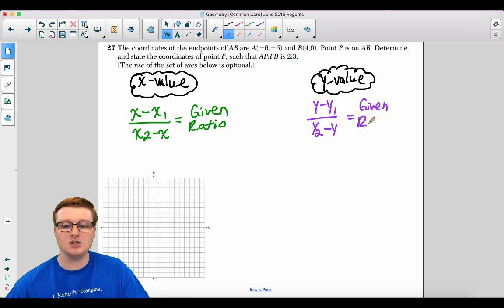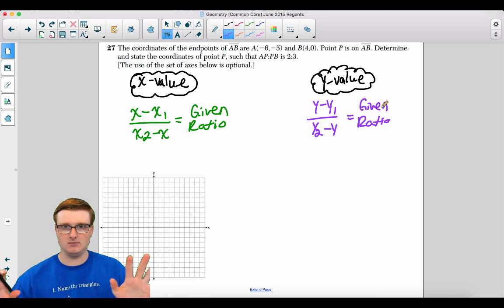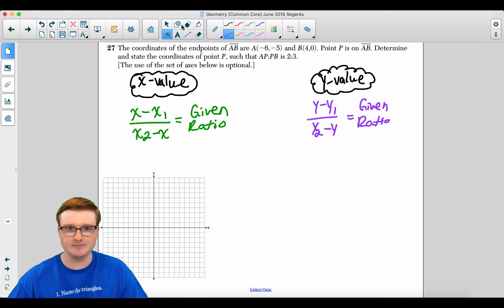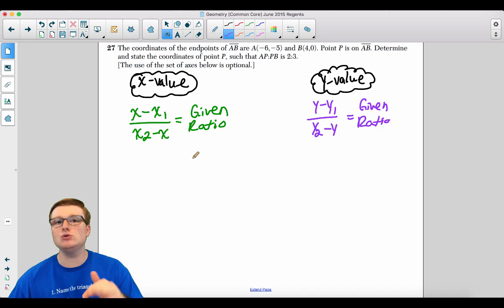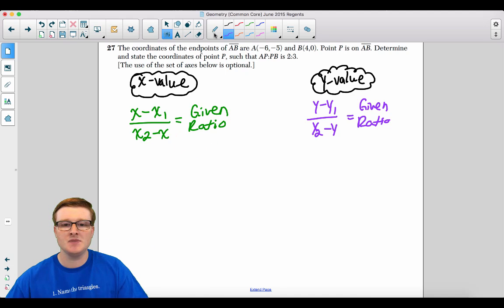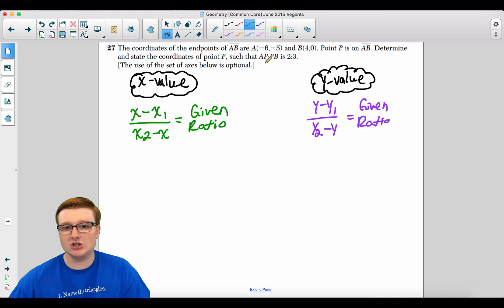Now, these equations have nothing to do with each other. They're separate. You solve them separately. They have nothing to do with each other. They just look very similar. Now, what this does is it sets your coordinates in a ratio to generate your values. So it's very important to understand this.